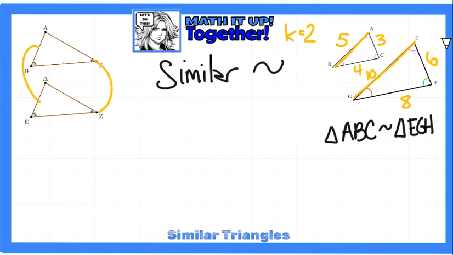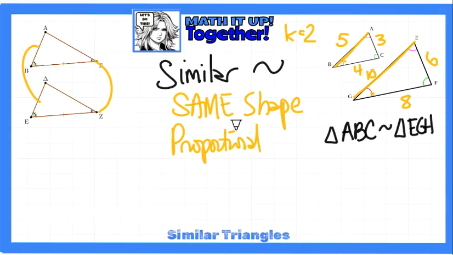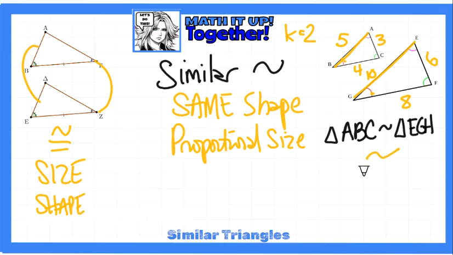So if they're similar, their corresponding angles are exactly the same. That's what gives them the same shape. And though they don't share the same size like congruent triangles, they have proportional size. So their corresponding sides are proportional. So that's the difference there. Again, just to reiterate, if they're congruent, they share the same size and shape. And if they're similar, they share the same shape. They are not the same size. All right, let's carry on.